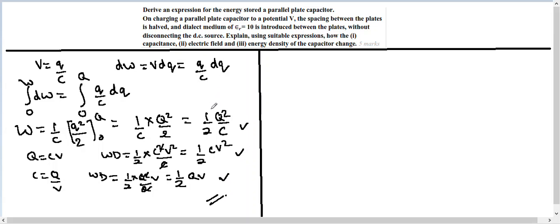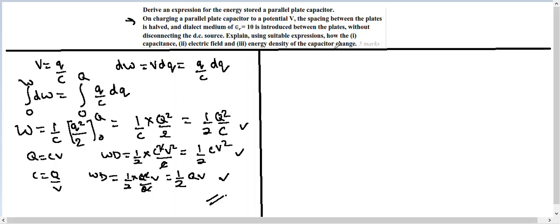Now let's read the next part of the question, which is a numerical but concept based. It says that on charging a parallel plate capacitor to potential V, the spacing between the plates is halved and a dielectric medium of epsilon R equal to 10 is introduced between the plates without disconnecting the DC source. Explain using suitable expressions how the capacitance, electric field and the energy density of the capacitor change.